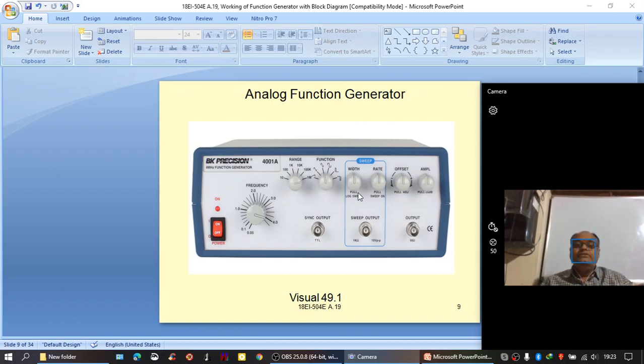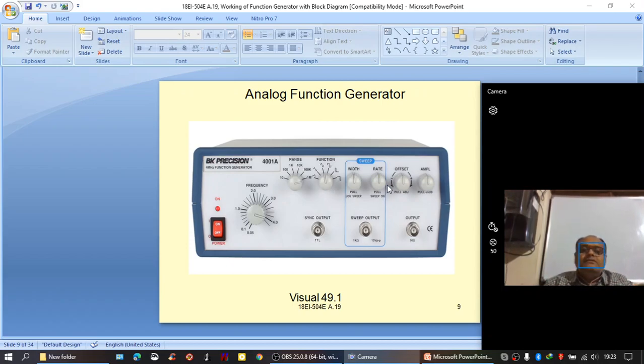And you can see here the pulse width adjustment. By using this knob, the pulse width also can be adjusted to between 30% to 70% in most of the instruments.